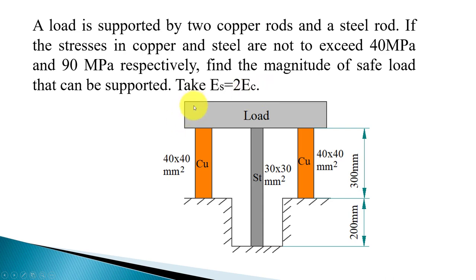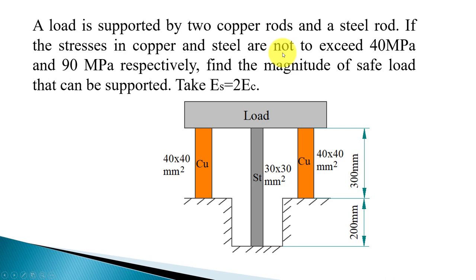So in this example, a load has to be supported by two copper rods and a steel rod. This copper rod is having equal area of cross section and its cross section is given as 40 by 40 mm square. That means it is having a square cross section 40 mm by 40 mm size. Steel is having a cross section 30 mm by 30 mm. So the cross section area will be 30 into 30 or 900 mm square.